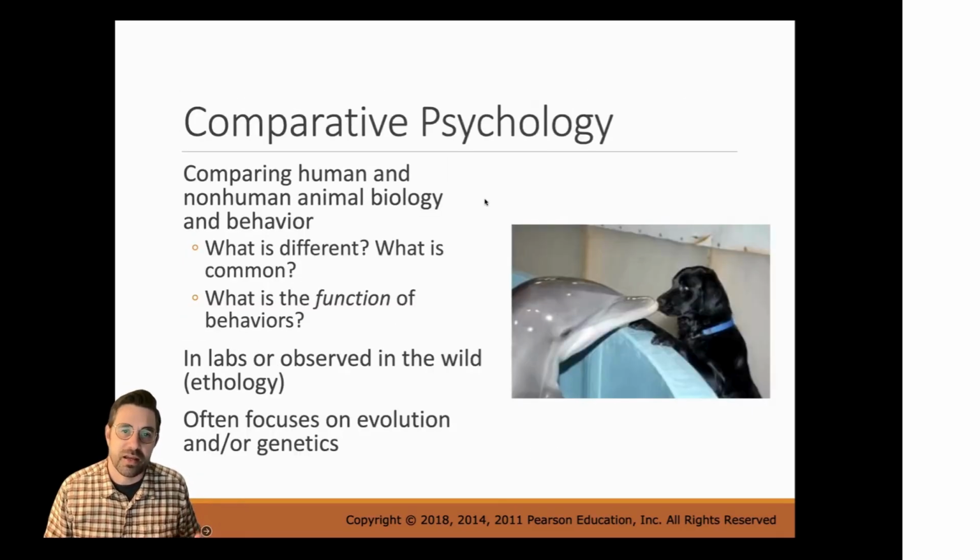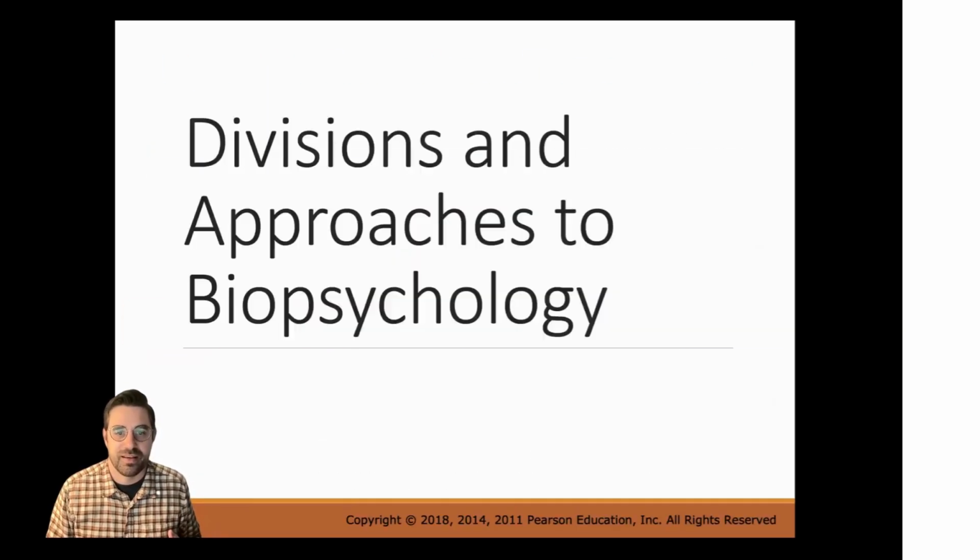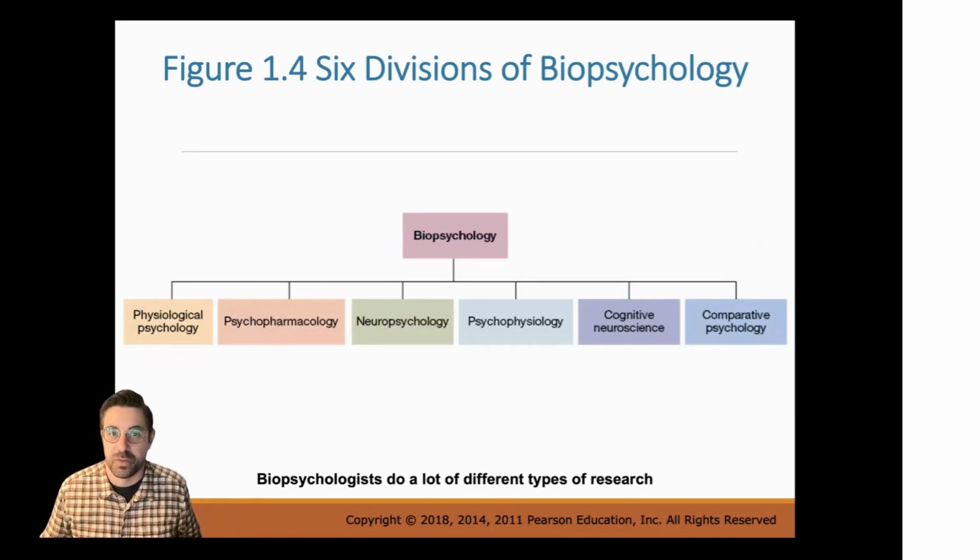Okay, so let's back up real quick and look again at those six divisions. These are the six here. You'll be expected to, when given a description of what somebody does, identify which division they may be a part of. Ultimately, the point here is that biological psychologists do a lot of different types of research.